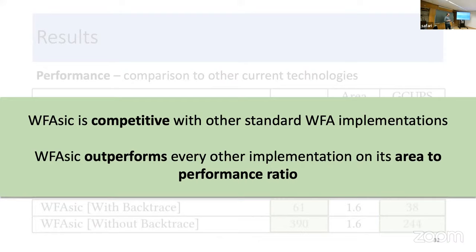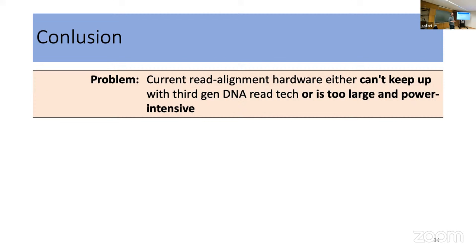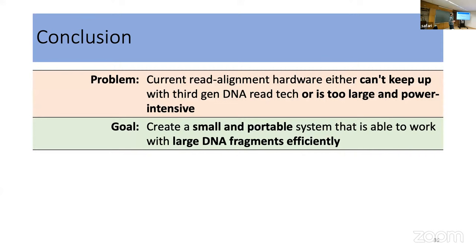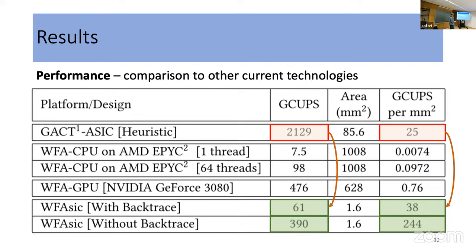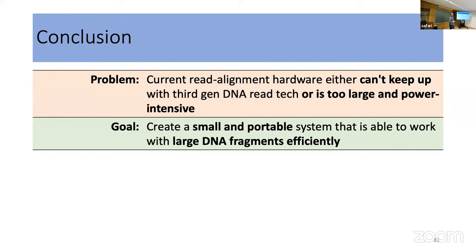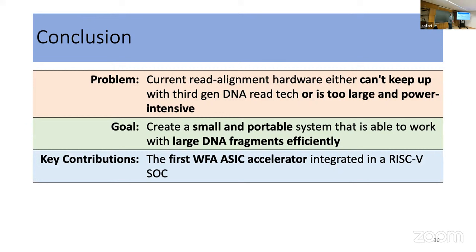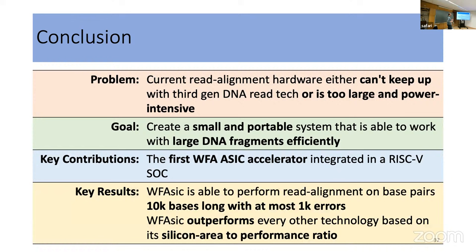To conclude again, we saw there is current technology that can perform these long reads, but it is way bigger. We saw the GACT ASIC. It is way bigger and too power intensive. And they did manage to create this small and portable system. It is way smaller, as you saw, only 1.6 square millimeters big, and it is able to work extremely efficiently on these extremely long DNA reads. Again, the key contribution is that they implemented the very first ASIC accelerator, and you saw how their product excels at these extremely long reads and outperforms every other technology.